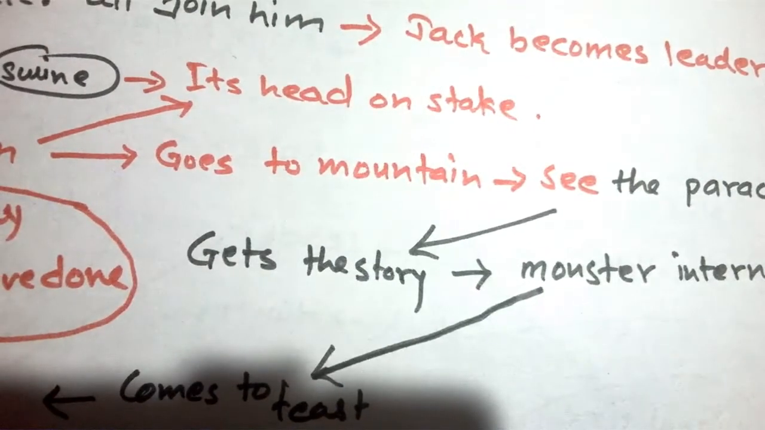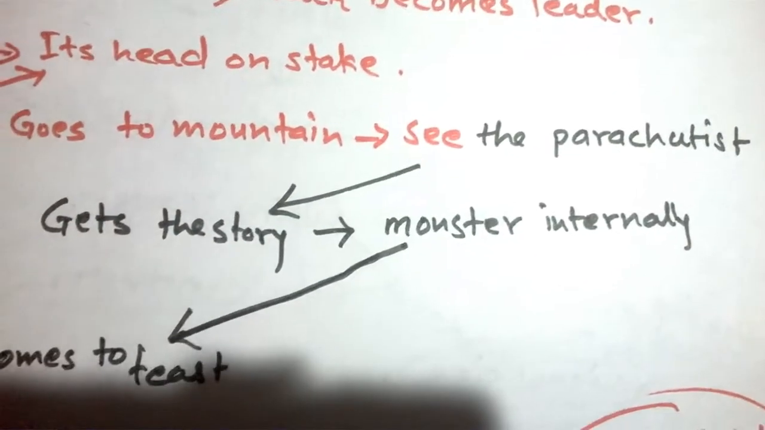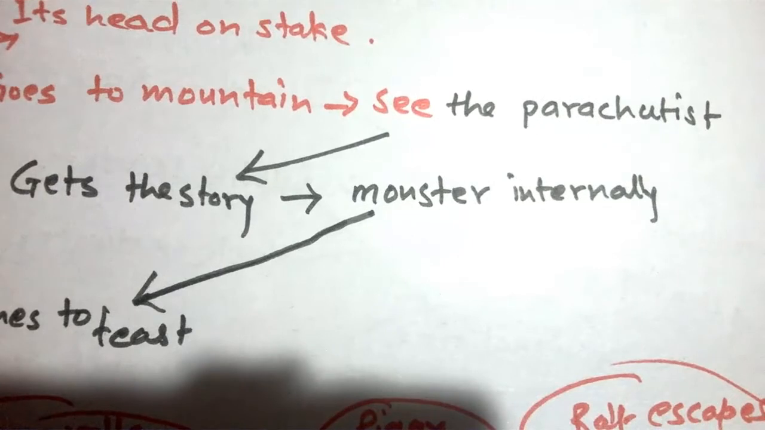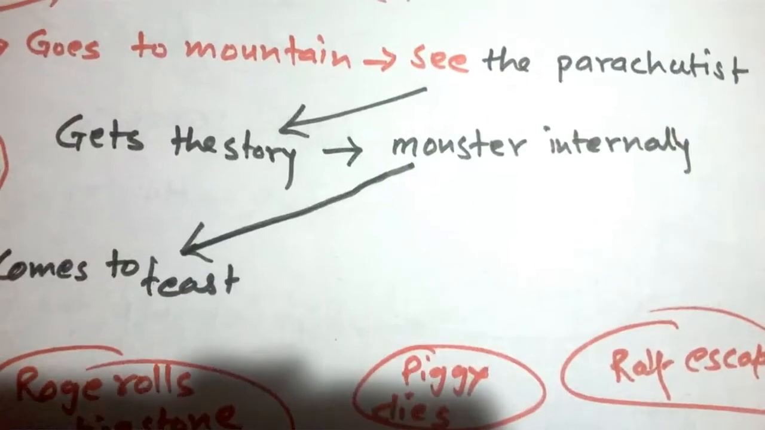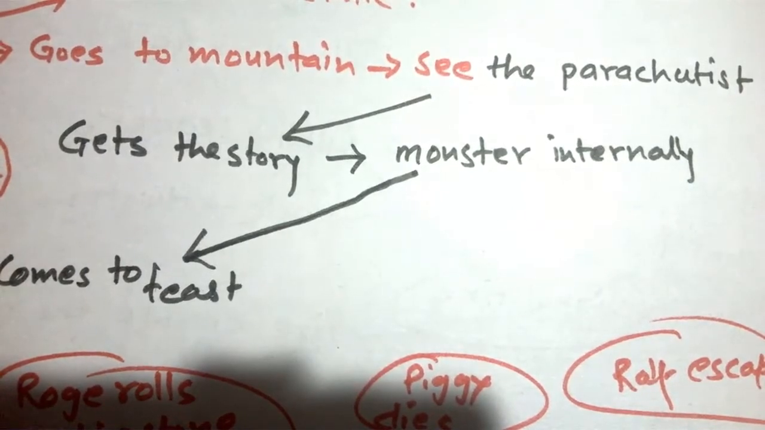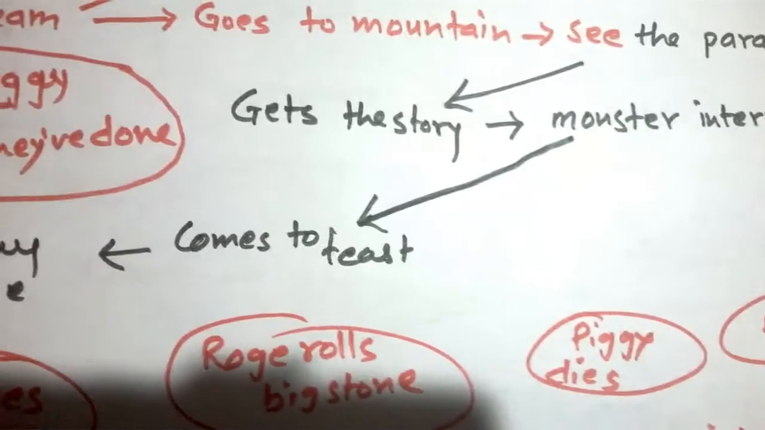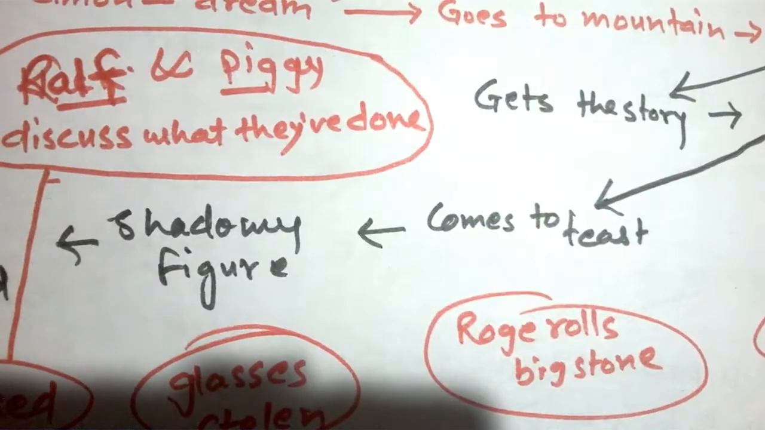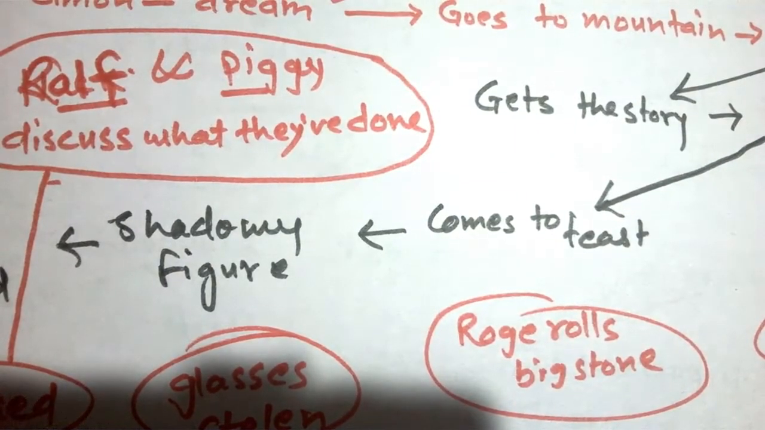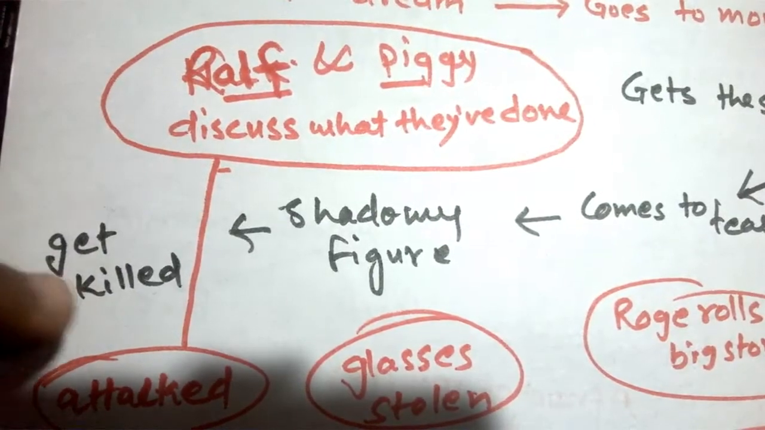He goes to the place where that parachutist is hanging, and he sees that, and he realizes that the monster is not there. Okay, he gets the whole thing about this story. And he thinks that the monster is not outside, but the monster is inside us. It is the monster internally. You can remember this story with this word. And he comes to the feast, but his figure was shadowy. They cannot see him clearly, and he gets killed.